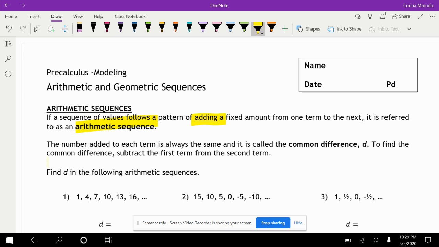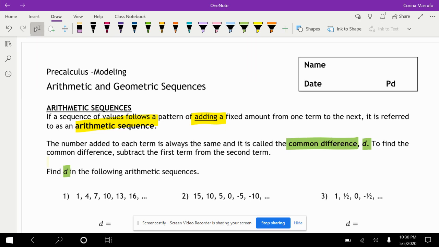The number added to each term is always the same, and it is called the common difference. And then they denote that with the letter D. To find the common difference, subtract the first term from the second term. So here it says, find the common difference, D, in the following arithmetic sequences.